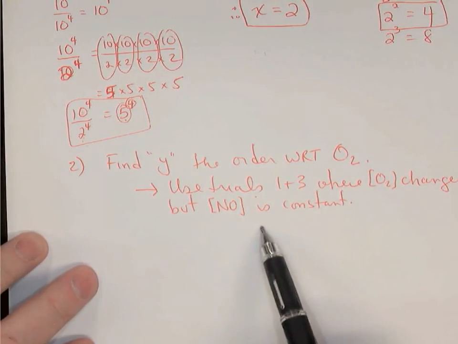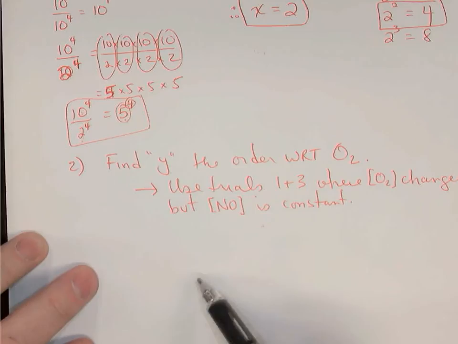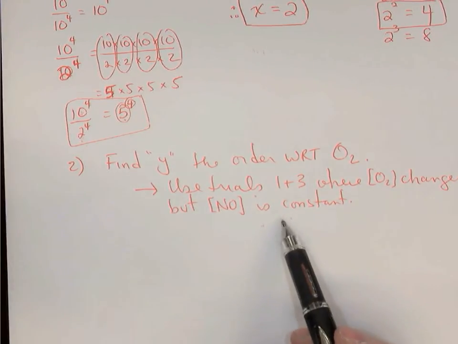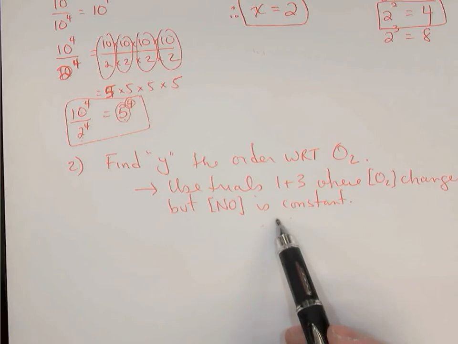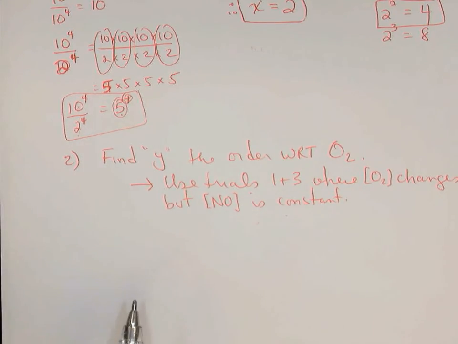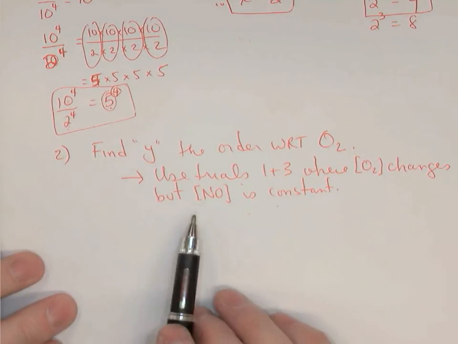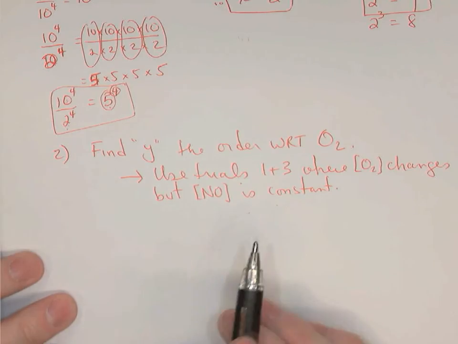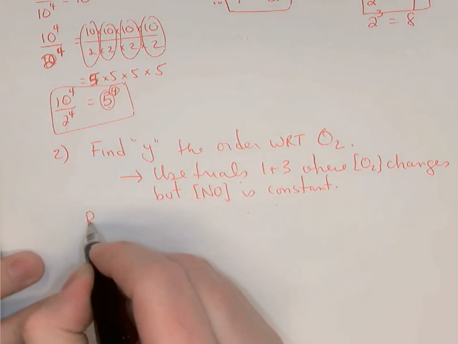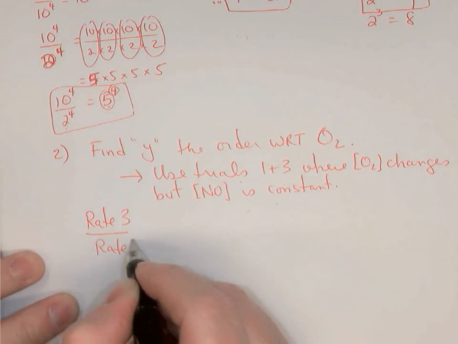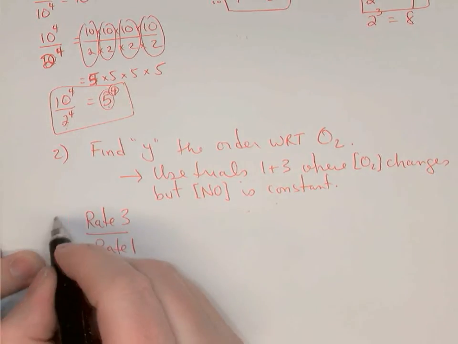We could use 2 trials where the NO was changing, because we actually know what its order was. And now we're not going to see that here, but we'll use this same logic, because if you do have a choice, it is easier to use 2 trials where the NO is being held constant so that it cancels out as we divide. So we're going to take rate number 3 and divide by rate number 1. Okay, we're using the larger rate on top.